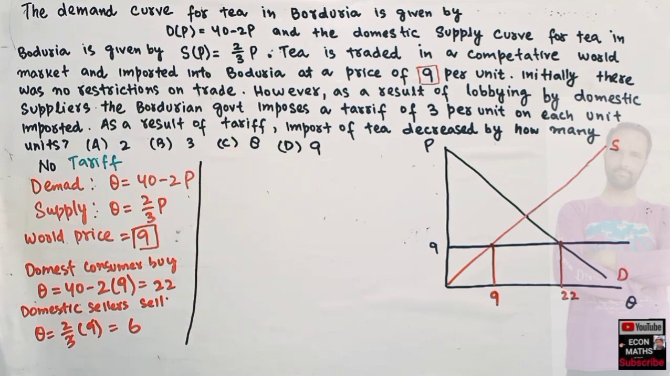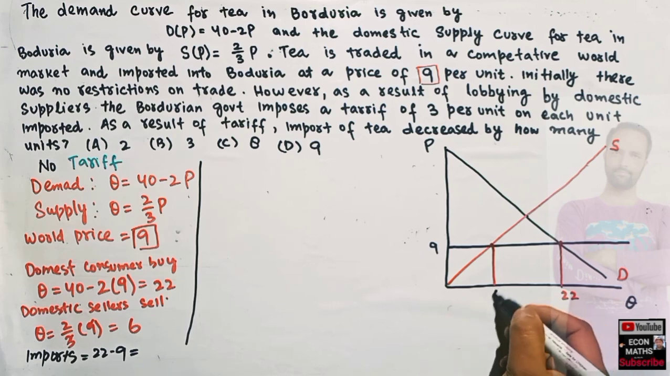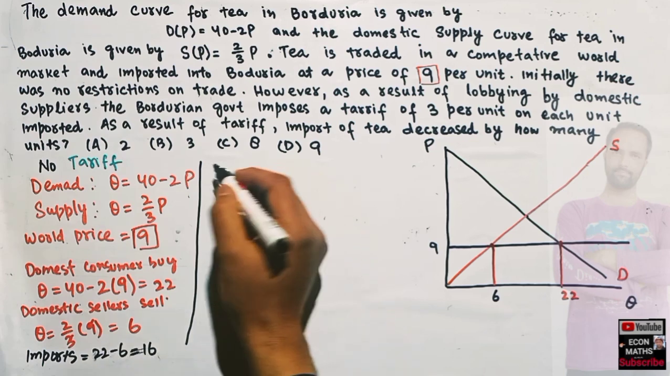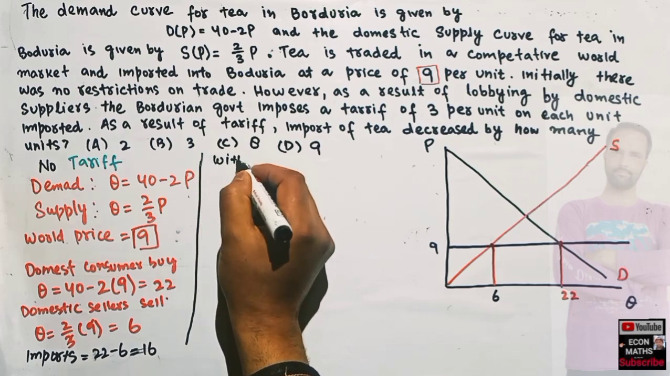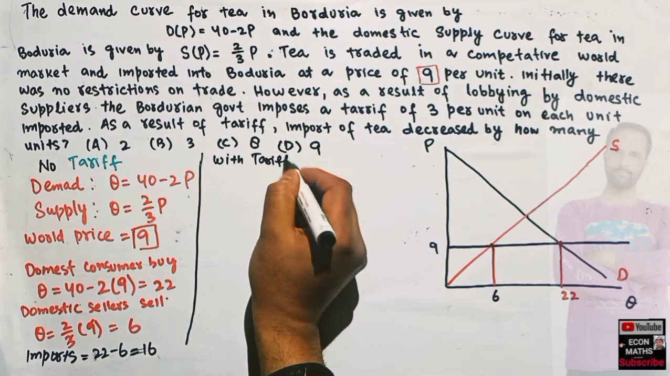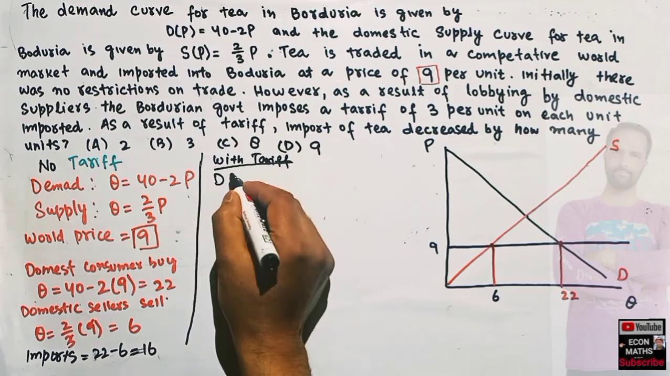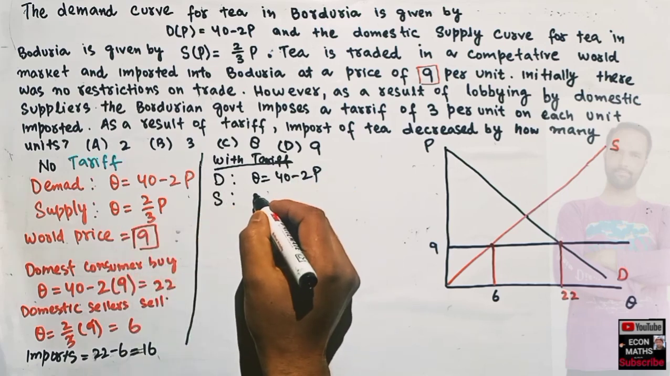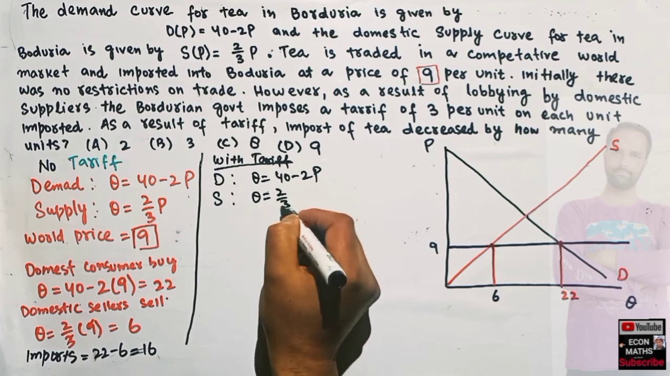So imports is equal to 22 minus 6, which comes out to be 16. Now when we have the tariff, demand is as it is. Demand will be Q is equal to 40 minus 2P. Supply will remain the same. We have Q is equal to 2 upon 3P.